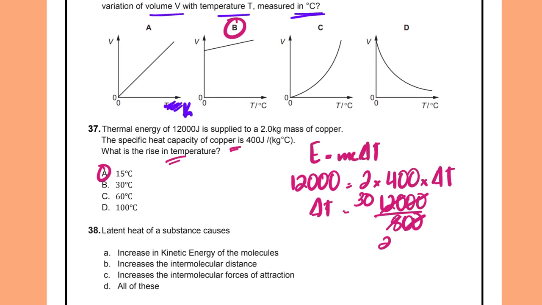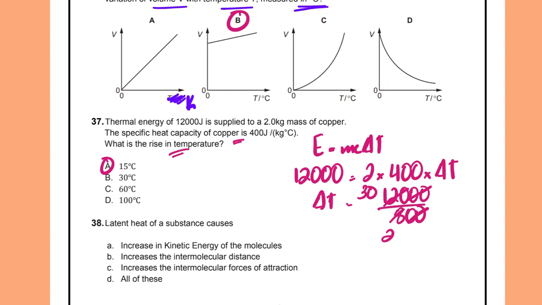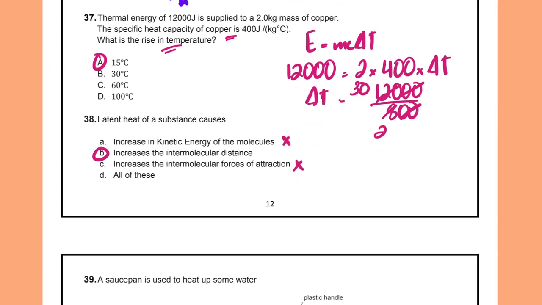Latent heat of a substance increases kinetic energy. Wrong. That's what temperature does. Increases the intermolecular distance. Again, this is true. It does not increase the intermolecular force. It rather overcomes the intermolecular forces of attraction to increase the intermolecular spacing.